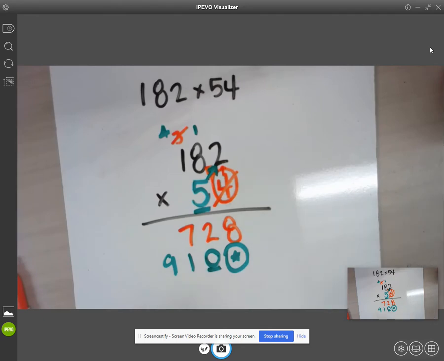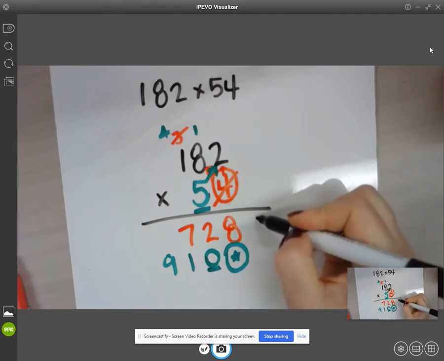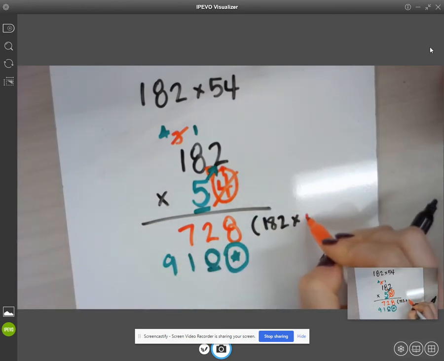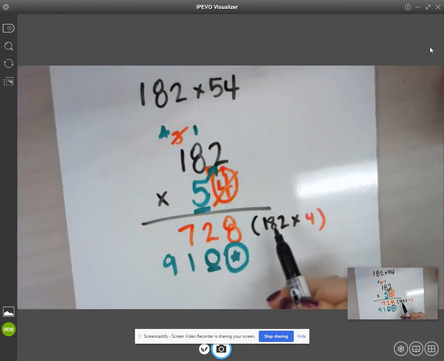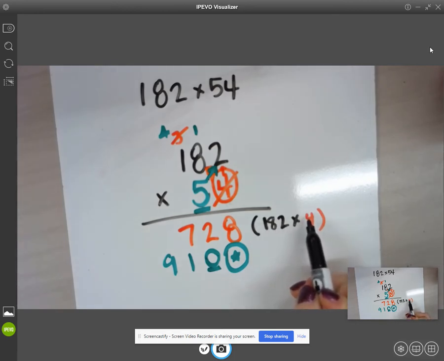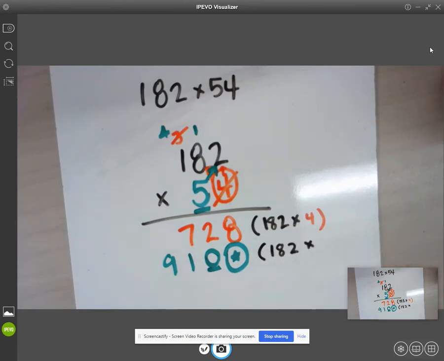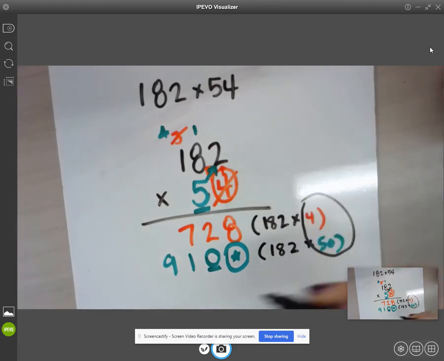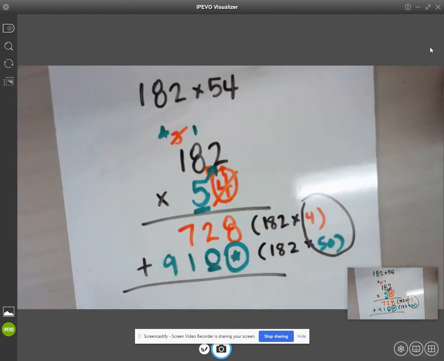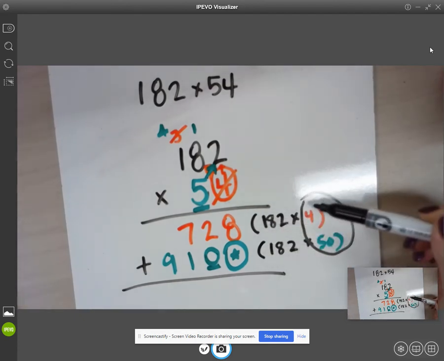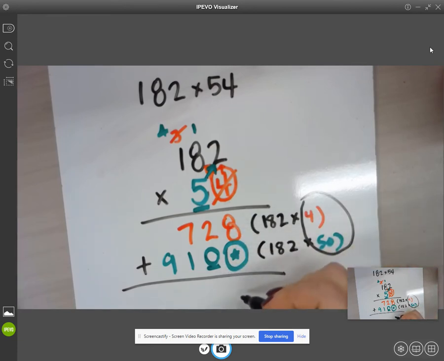Remember what we said, guys, these two numbers represent our partial products from when we had our Diva digits be in charge. This partial product shows us what 182 times 4 equals. This partial product shows us what 182 times 50 equals. But now I must put those together by adding these two partial products, and that will tell me what 182 times 54 equals. When I add these together, I have 8 plus 0 gives me 8.